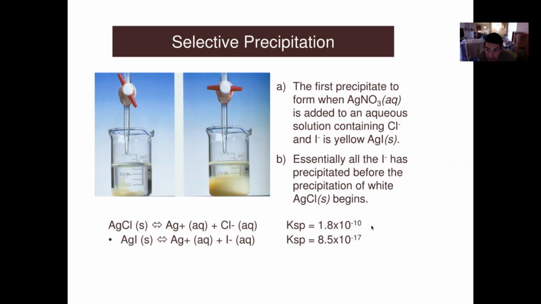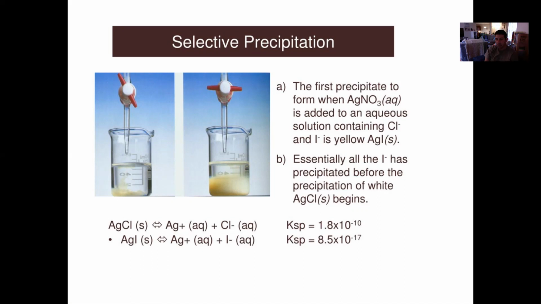Now, we know that Q has to be greater than KSP to get the precipitate to form. So since the silver 1 iodide has a much lower KSP, it's going to take less of the silver nitrate to get it to precipitate. Since this number is smaller, when we start adding the silver nitrate, the Q will be greater than this KSP first, which is why if we add slowly, we'll see the silver 1 iodide form first. We'll see that yellow solid first, then we will see the white. So selective precipitation also is something we should be thinking about when we look at the KSP values.